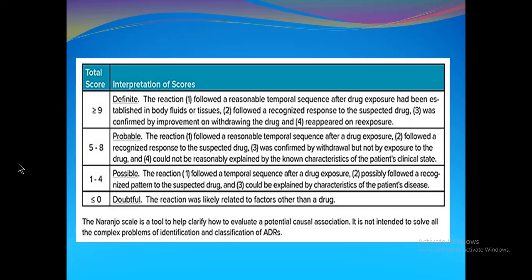The Naranjo scale is a tool to help clarify how to evaluate a potential causal association. It is not intended to solve all the complex problems of identification and classification of adverse drug reactions.